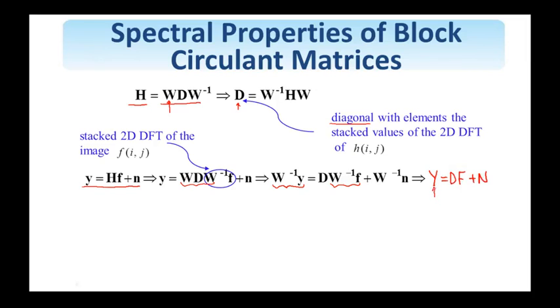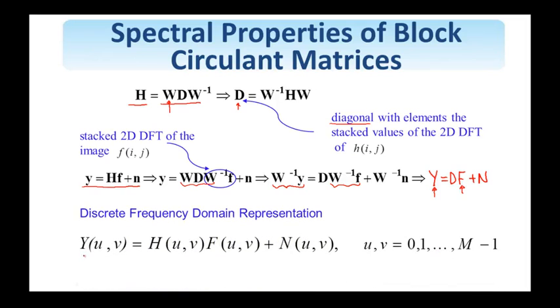where again here I have stacked the two-dimensional DFT of the image Y. I have stacked into a vector here the two-dimensional DFT values of the image F, and D is a diagonal matrix that has the DFT values of H. If I look at one element of Y, since D is diagonal, it is going to give me one element of the discrete Fourier transform of the image Y. So each entry of this vector Y represents, in a pointwise fashion, the frequency (u,v). These are discrete frequencies of the DFT.